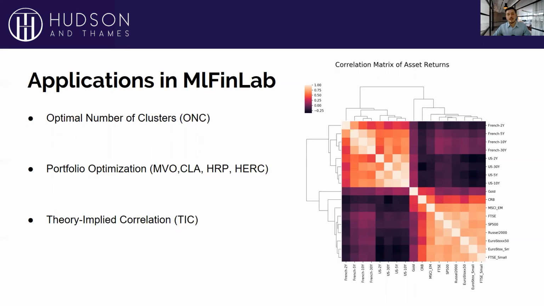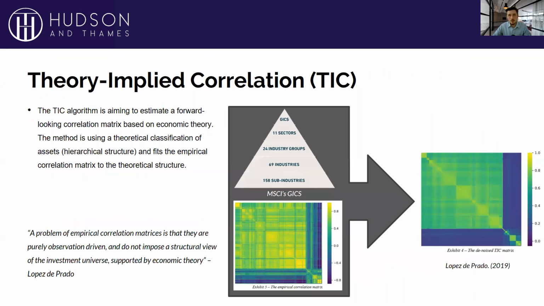Finally, I would like to tell you about an interesting estimator tool for codependency measurement, the theory-implied correlation. Why am I saying it's interesting? Because whereas all the previous methods and tools that I was presenting relied on only using the previous data, so empirical observations, to estimate the codependence between elements, this particular tool presented in the work of Lopez de Prado from 2019 allows one to combine the empirical data with the theoretical structure.